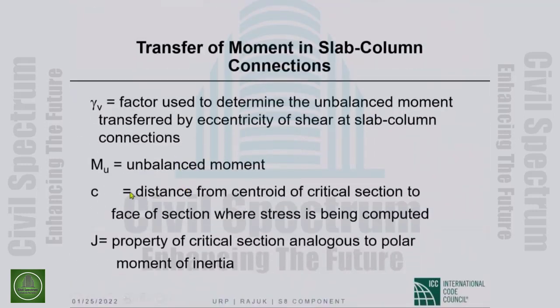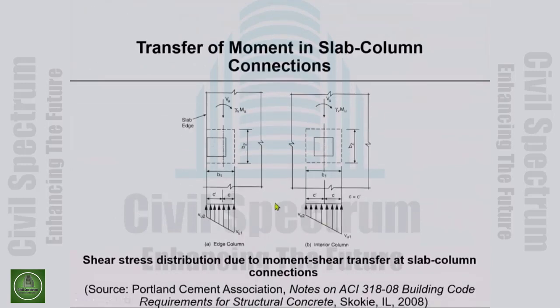M sub U is the unbalanced moment, C is the distance from the centroid of the critical section to the face of the section where stress is being computed, J is the property of the critical section analogous to polar moment of inertia. So let's take the interior, this is the critical section. We will calculate a J about the critical section, and I'll show you formulas. The moment gamma sub V times M sub U divided by the polar moment of inertia J multiplied by the distance from the centroidal axis to the face will give us the stress on this face.